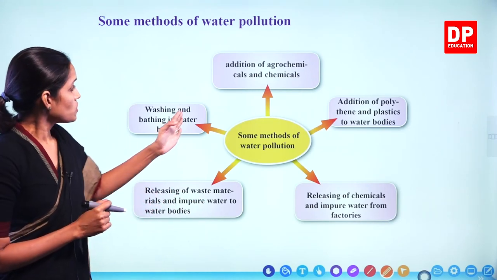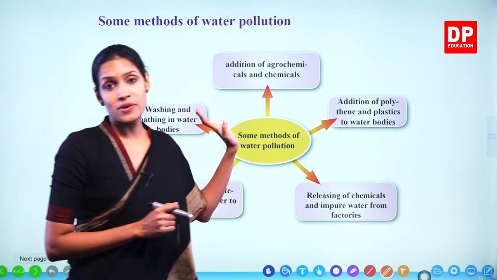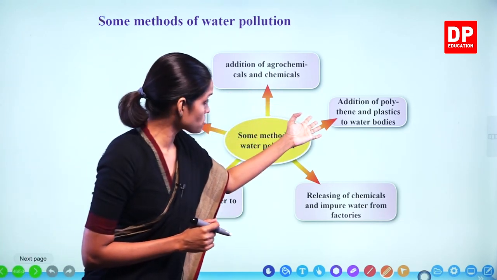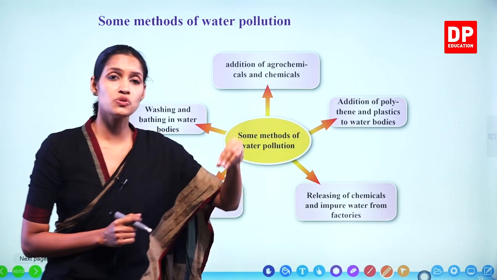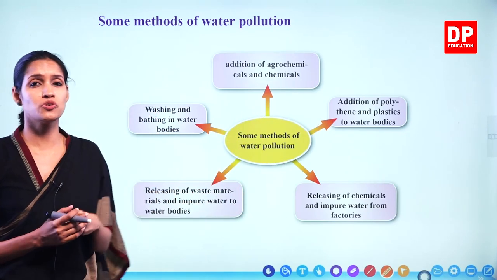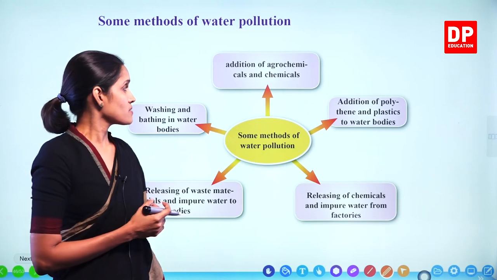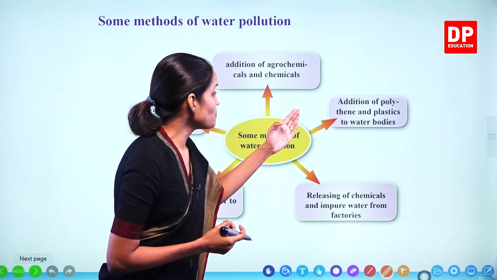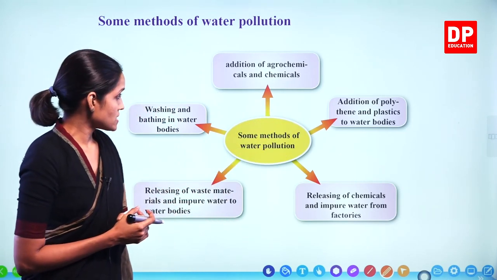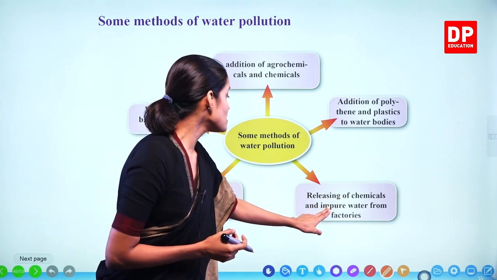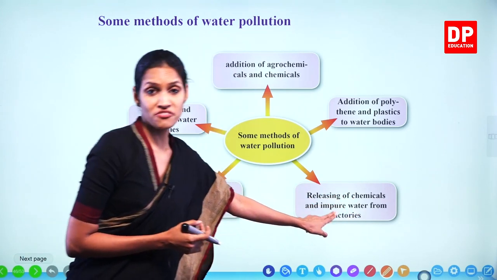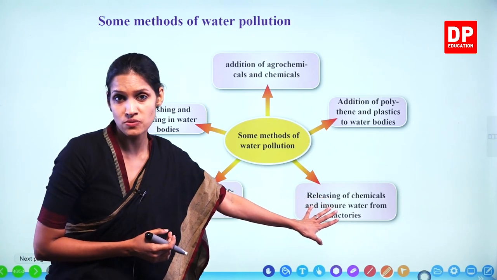Okay, so addition of polythene and plastics. This is something most of us do. We just throw these polythene and plastic to water bodies and even to the other places. So addition of polythene and plastics to water bodies. And releasing of chemicals and impure water from factories. I already explained this as well.